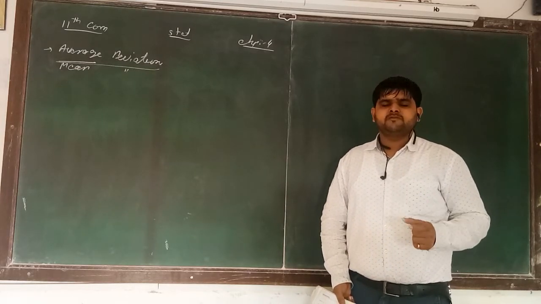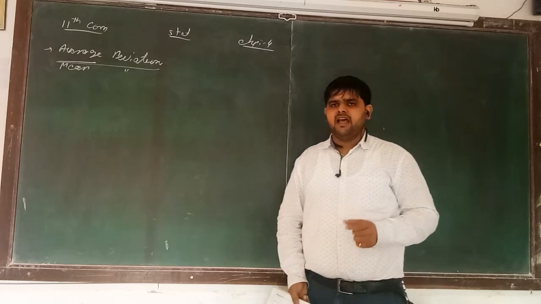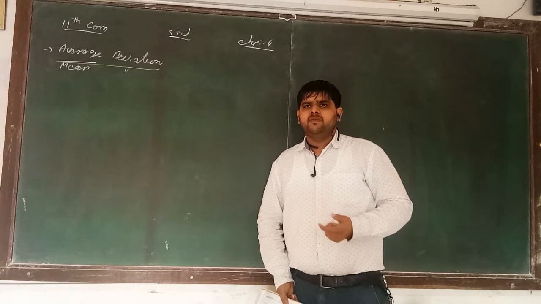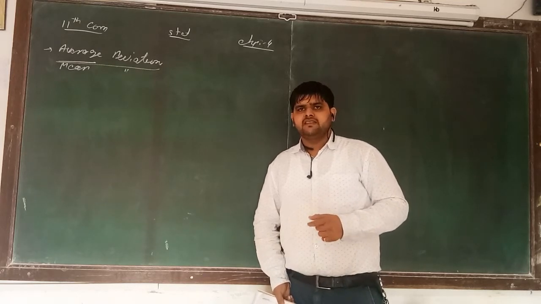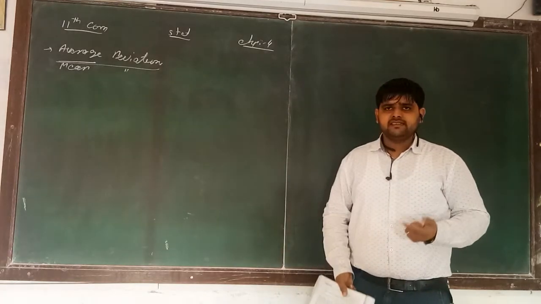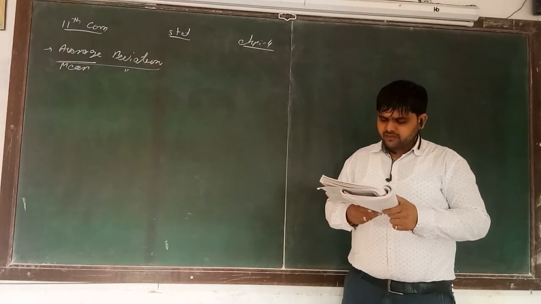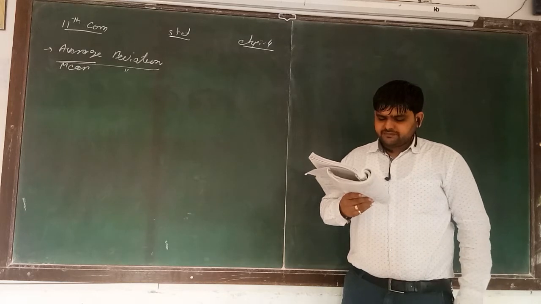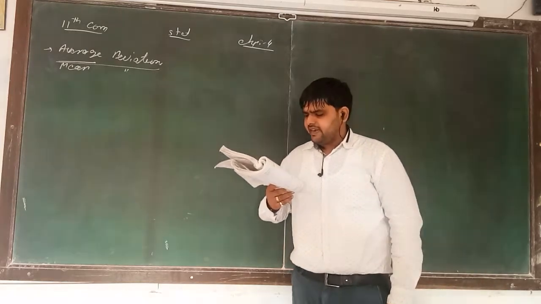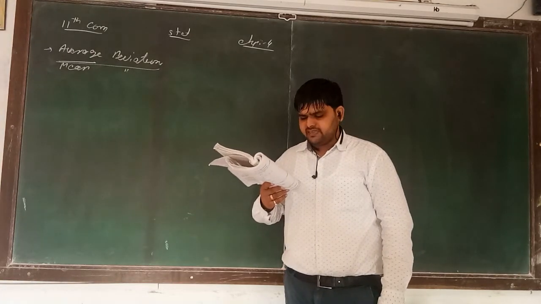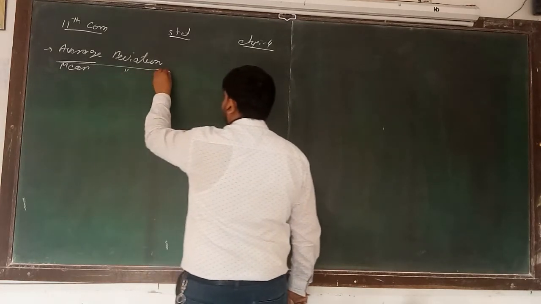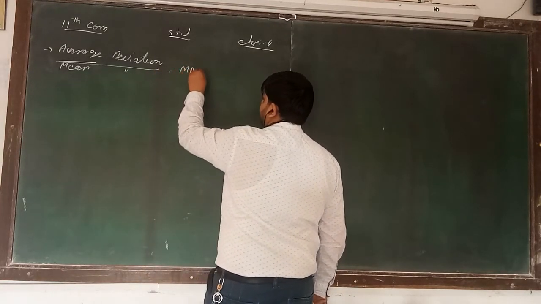That's why in this particular formula they are using modulus. And what do you mean by modulus? Either plus or minus; when you convert modulus into a simple term, it's always plus. Okay? So here, the mean of the absolute deviations of the observations of a data from its mean is called mean deviation, and it is denoted by MD.